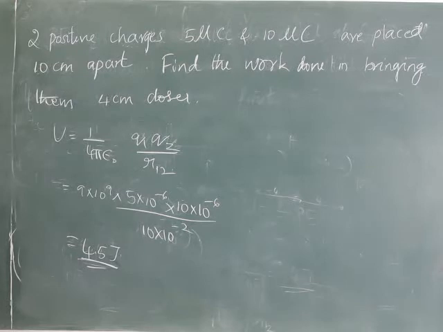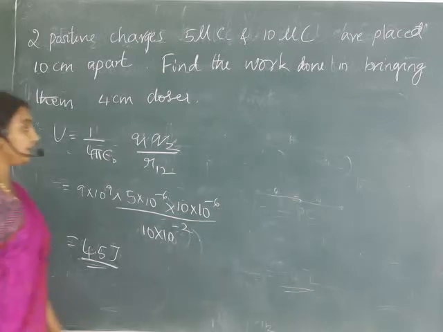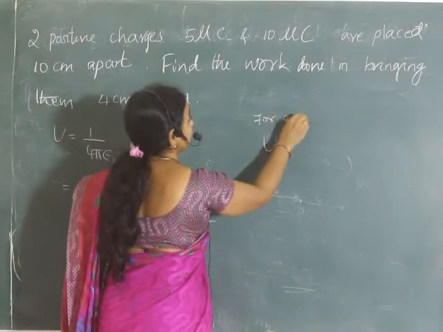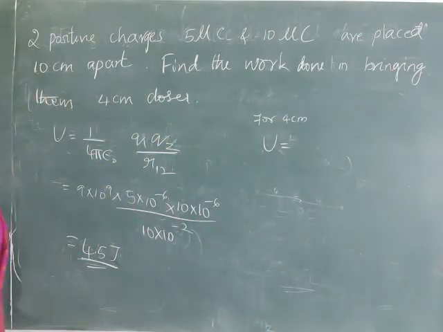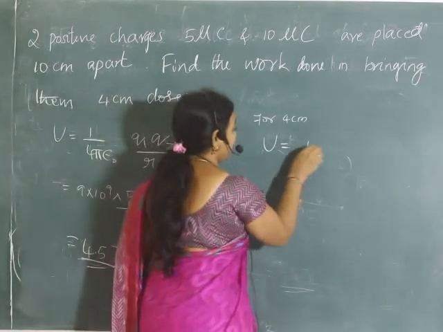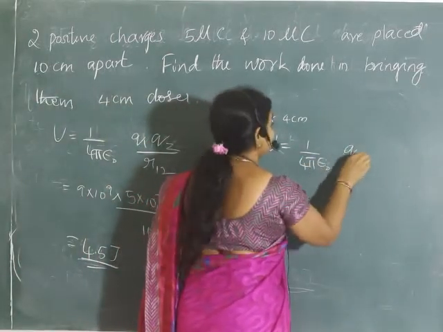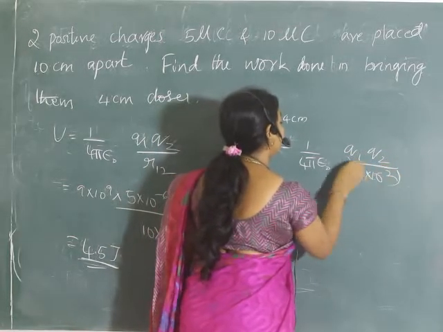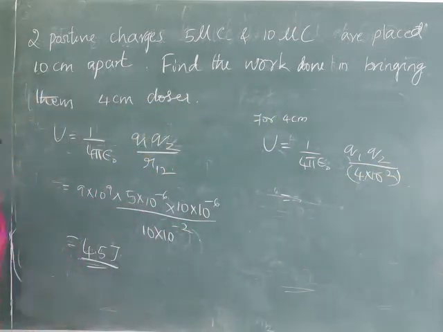After moving them a distance, what is the potential energy in the system if you move it 4 centimeter closer? Bringing closer for 4 centimeter, U is equal to 1 by 4 pi epsilon naught, charges are same, divided by 4 into 10 to the power minus 2. What is the answer here? What is the potential energy in bringing them 4 centimeter closer?